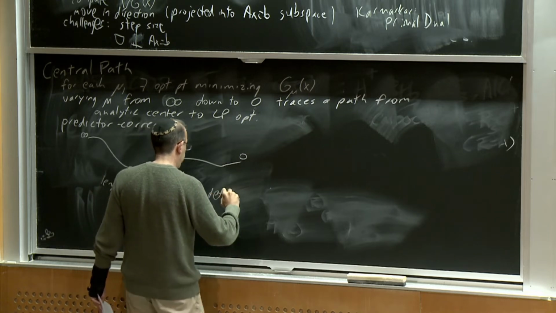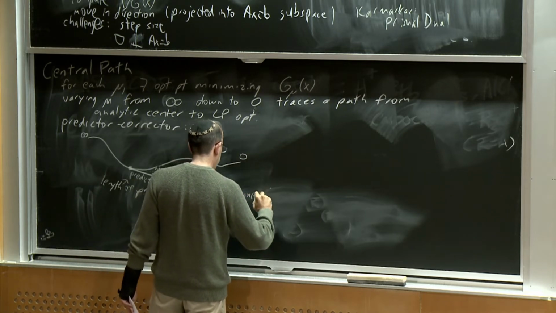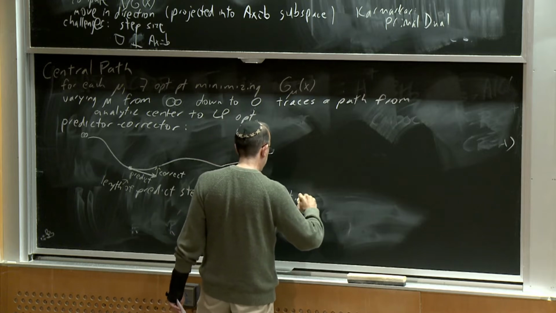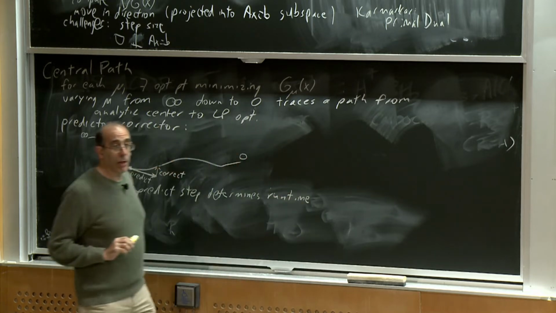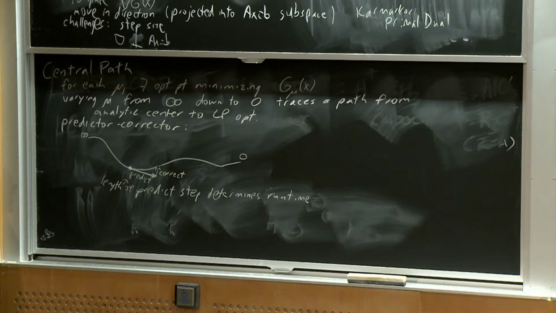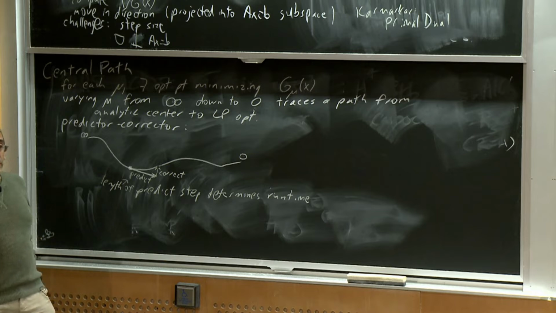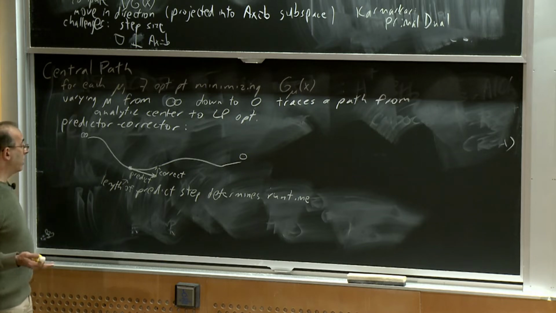That's what determines the runtime of the algorithm, right? If you could take really large predict steps, you would be improving mu by a significant amount on every step, and therefore you would get to mu equals 0 quite quickly. If you have to take small steps, then it's going to take you a very long time.